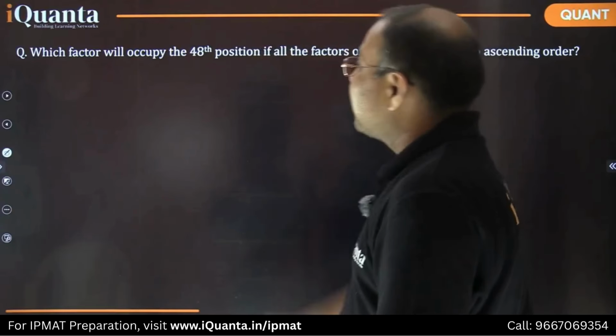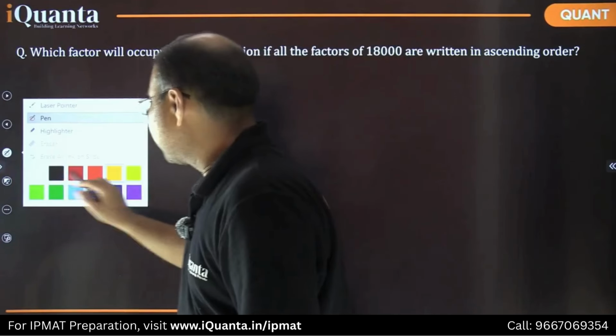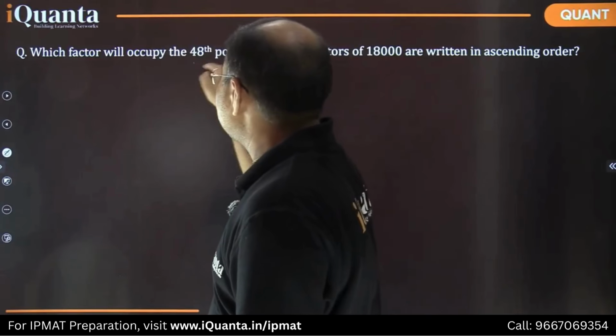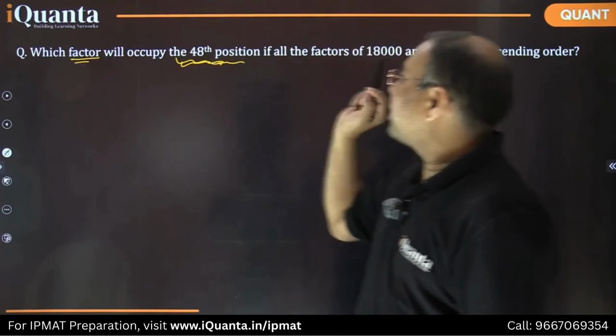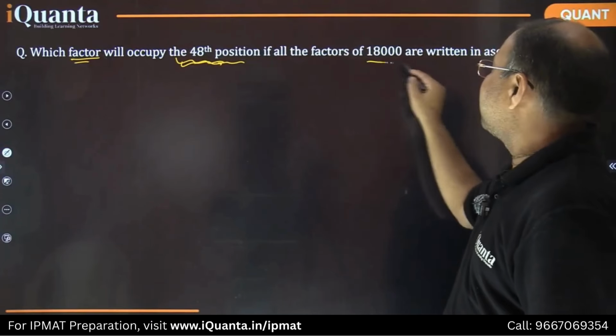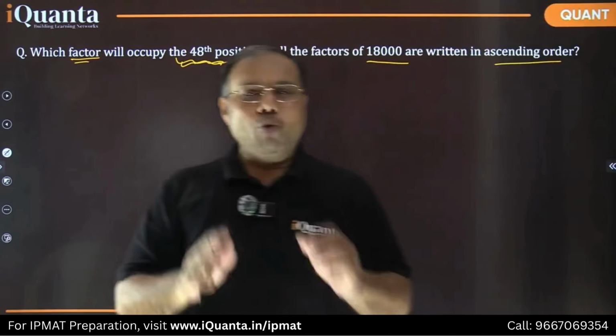It says, which factor will occupy the 48th position? So we are talking about the factors of a number, and the 48th position if all the factors of this number are written in ascending order. So there are 2-3 terms which you must be familiar with.